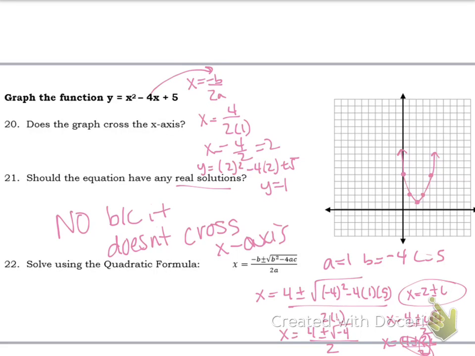So it's actually crossing an imaginary axis. So you do have two solutions. They're just not real answers. They're imaginaries.